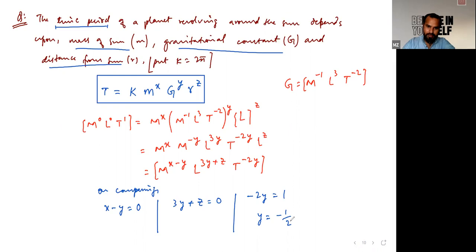So if you bring this particular y to this, it would be 3 times minus 1 by 2 plus z is equal to 0. So z would be plus 3 by 2. If you again put this value in this expression, it would be x is equal to y, which is equal to minus 1 by 2.